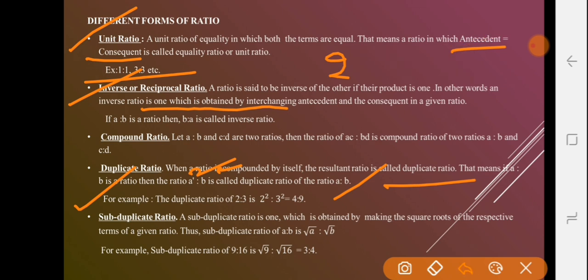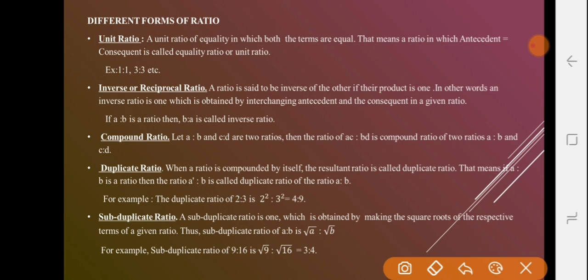All this is needed for you. They may ask you to give an example for compound ratio, or solve a sum under compound ratio, or they can ask you to define what is compound ratio or what is reciprocal ratio, like that.